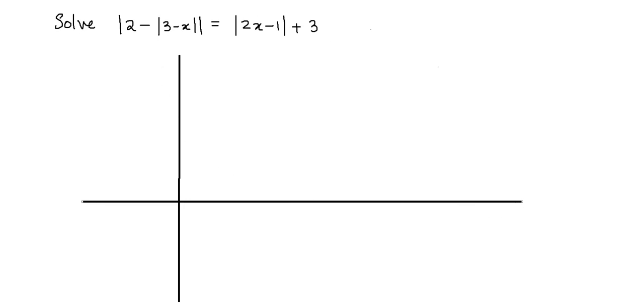So we then try to draw the graphs of these two, the left hand side and the right hand side. On the right hand side we have absolute value 2x minus 1. That can be rewritten as absolute value of 2 into x minus half, and 2 can be taken out because 2 is positive. So we have 2 times absolute value of x minus half. Absolute value x minus half is straightforward.